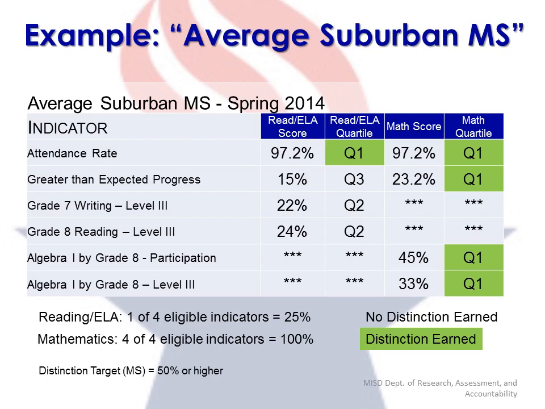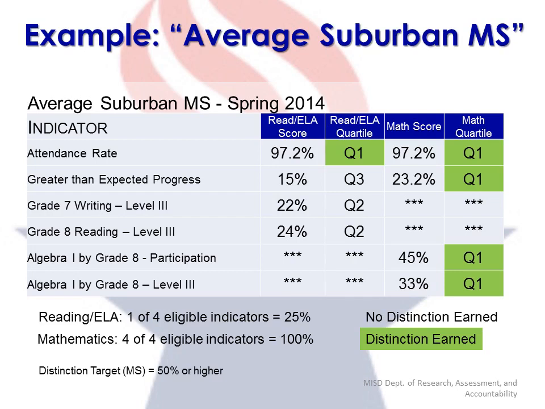Now let's revisit our sample campus, the hallowed halls of Average Suburban Middle School. This table combines indicator data for academic achievement distinctions in reading, ELA, and mathematics. Attendance data is identical for both subjects, but all other data is specific to reading, ELA, or math.